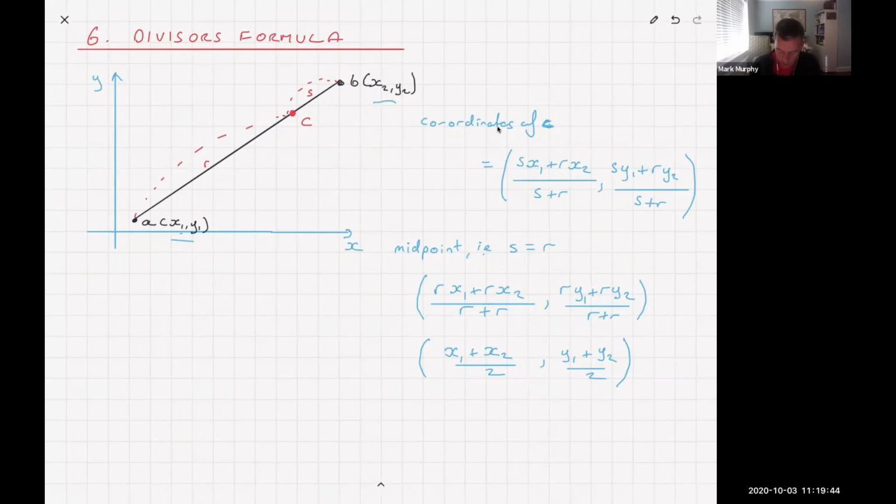By just using this formula, if S is equal to R, in other words, if C is in the midpoint, so if C is here, let's call it D. So D is equal to that. That's the midpoint. And again, in this case, the x1 and y1 and x2 and y2 are known values. So that's the divisor's formula.